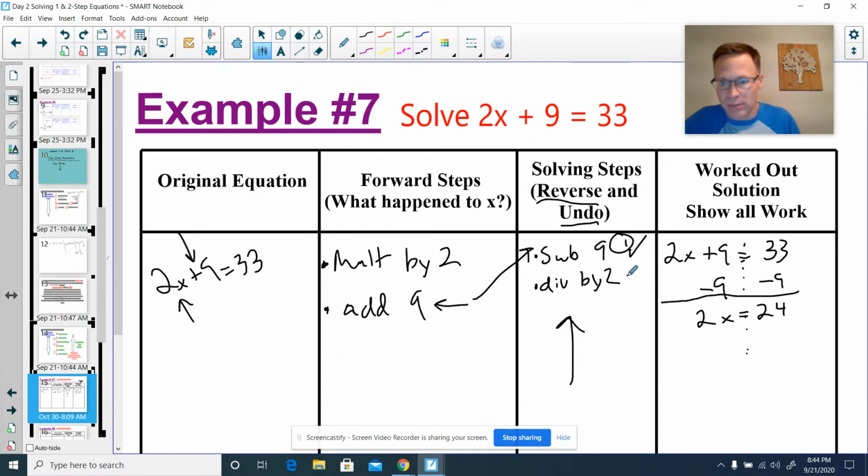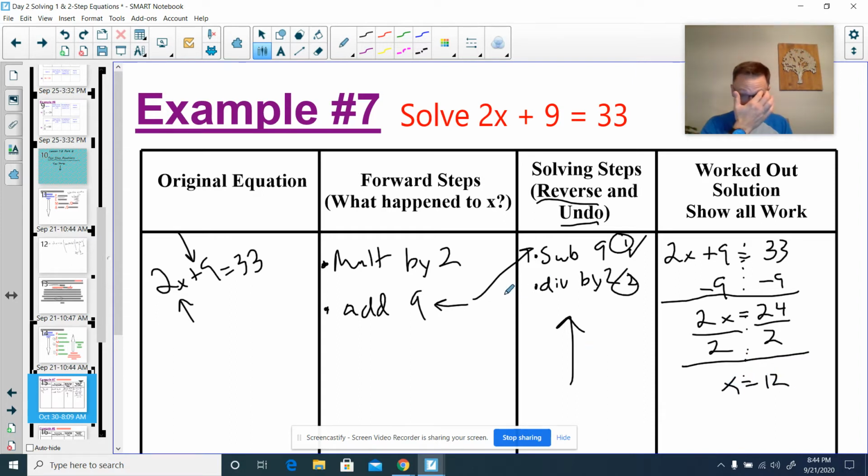Now I'm going to do the next step. Step 2 is to undo multiplication by dividing. Divide by 2. Whatever I do to one side, I do to the other. And that leaves me with x is equal to 12. And this is what we would expect to see on your independent practice when you submit your pictures.